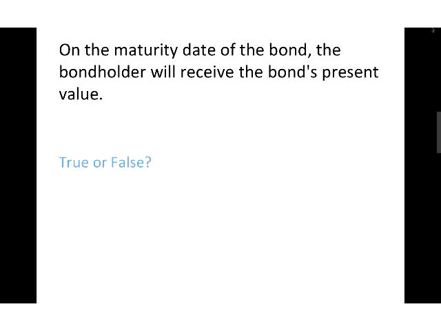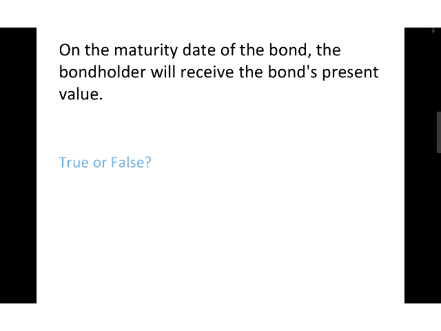Okay, you're going to say false. Okay, so split decision here. On the maturity date the bondholder will receive the bond's present value. What do you think? True? Okay. I'm going back to you. I'm going to stand by you. You said false, right? Okay. Maybe it's this side of the room.